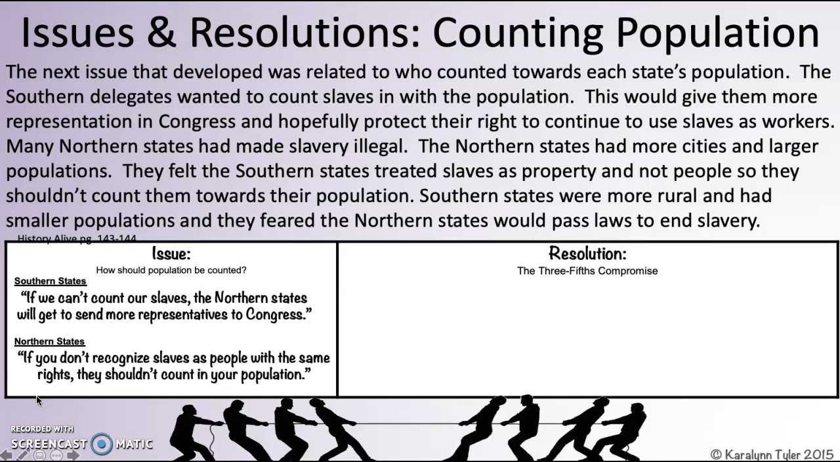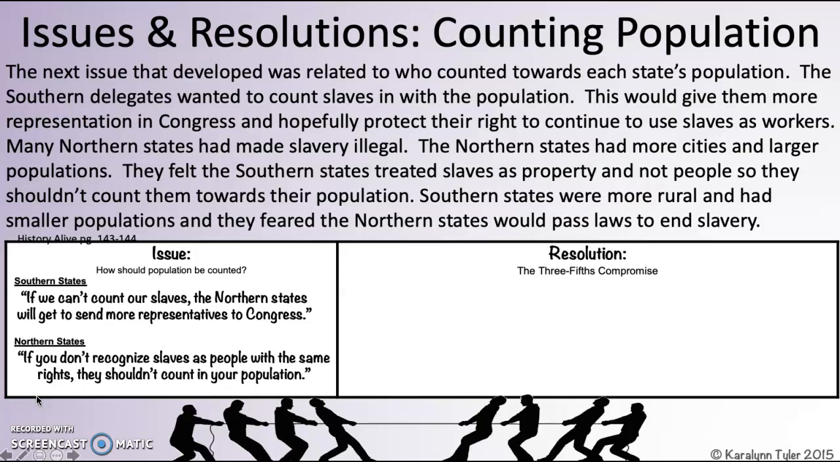So they fought over this for a long time. Some of the southern states threatened to leave the whole Constitutional Convention and not even participate anymore if they couldn't get more representation in Congress this way.